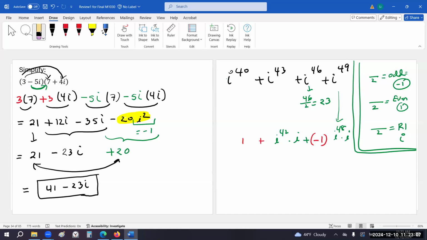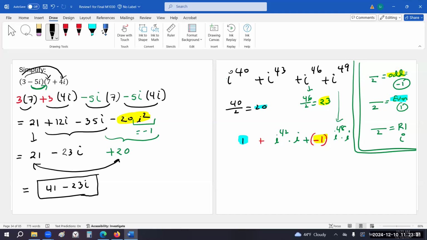When you divide by 2 and you get an odd power, the answer is -1. If you divide by 2 and you get an even power, which I missed, 40 divided by 2 is 20. It's even, so the answer is +1.